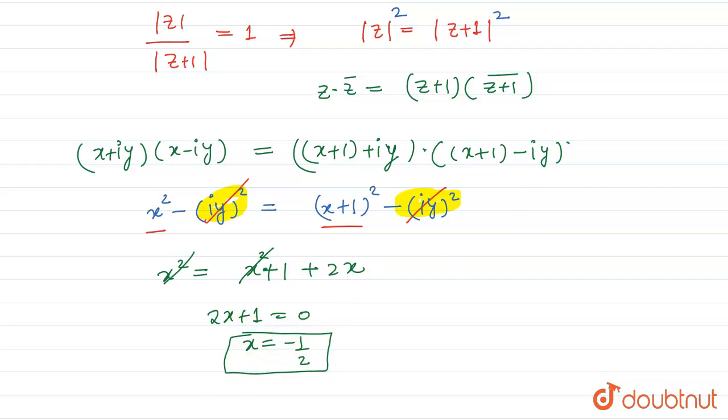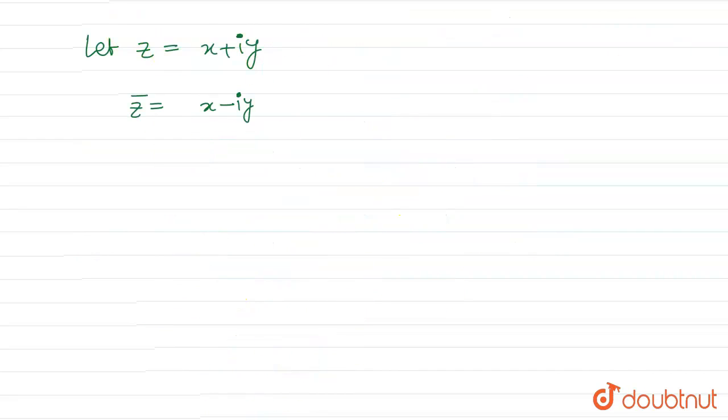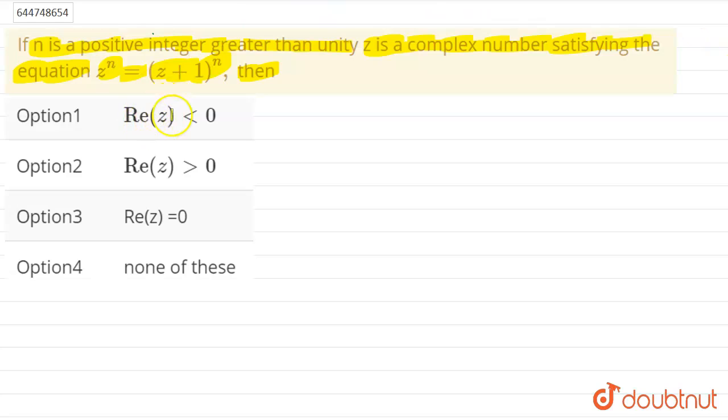Now x is nothing but the real part of this complex number, right? In the question we need to find the real part of the complex number itself, and it came out to be minus 1 by 2, which is less than 0. Now if we see in the options, real part of z less than 0 is option 1, so option 1 is our correct option.